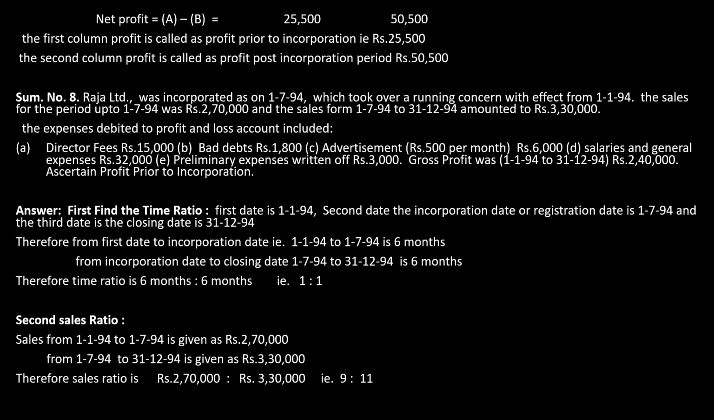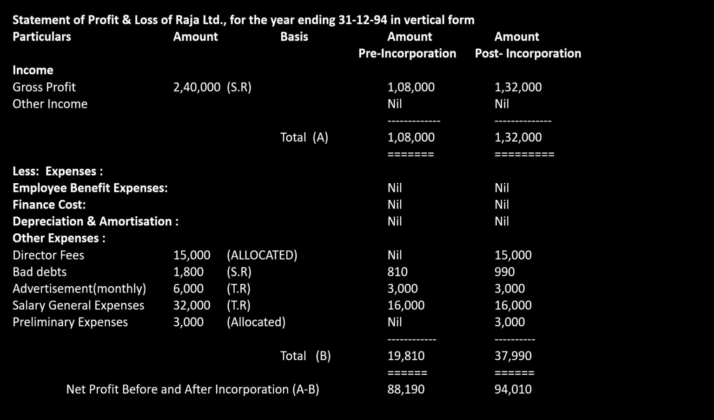We'll go to the next slide now. Here we are going to do the P&L as we did earlier. The profit and loss account of Raja Limited. Again, we have to do it in vertical form. I told you earlier itself, no more are you going to do the P&L in a ledger form. Any P&L you will do only in the vertical form. Your income first, then your expenses. Under the income heading, you have only gross profit. So gross profit will be divided in sales ratio, 9:11. If you divide this 2,40,000 in 9:11, you will get 1,08,000 and 1,32,000.